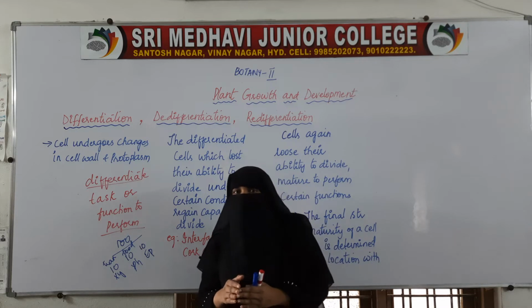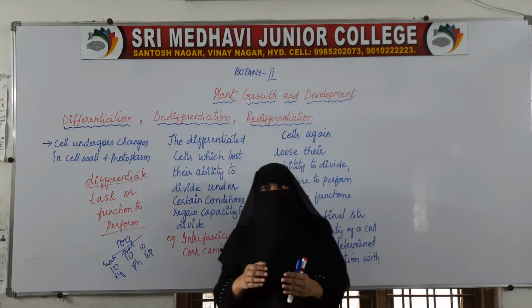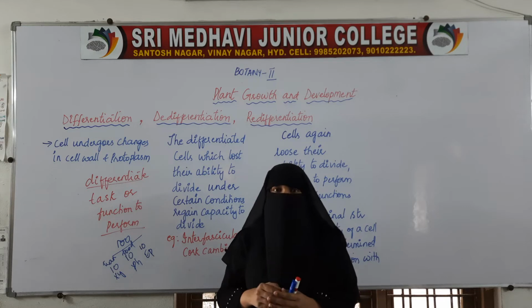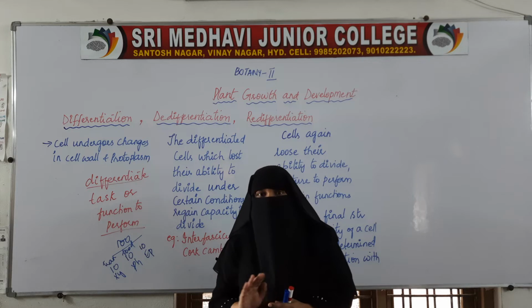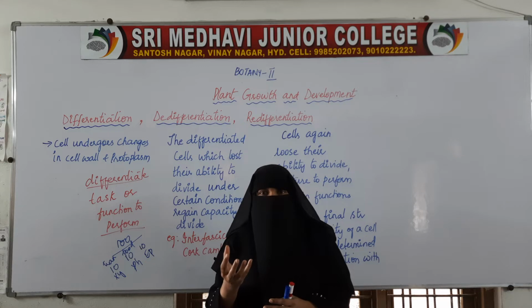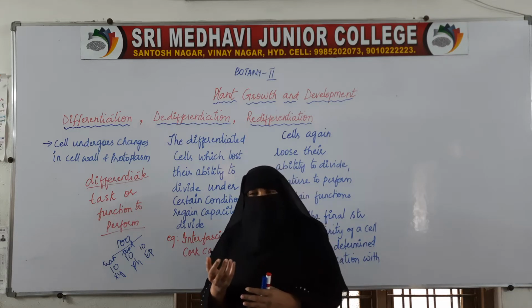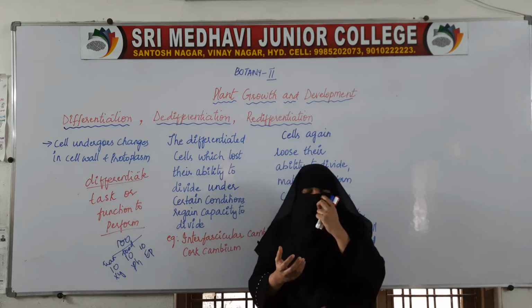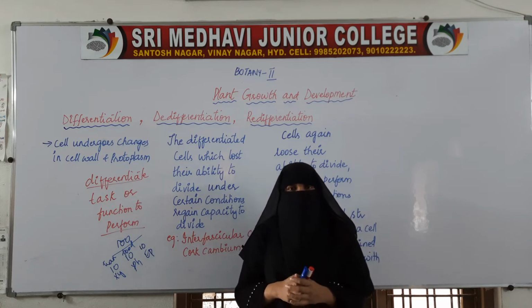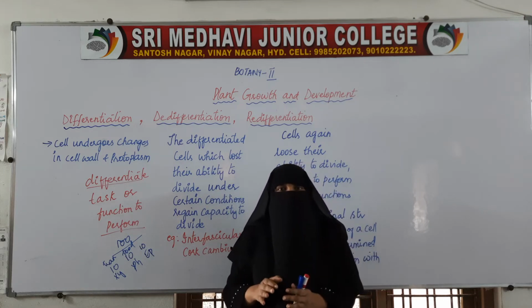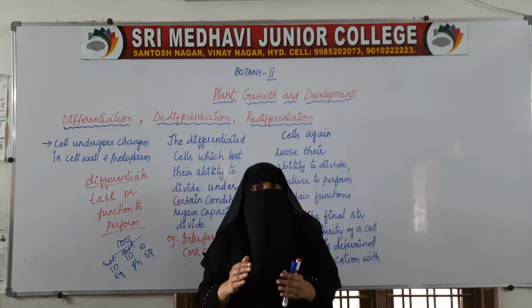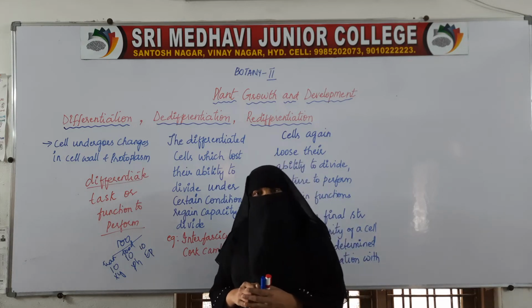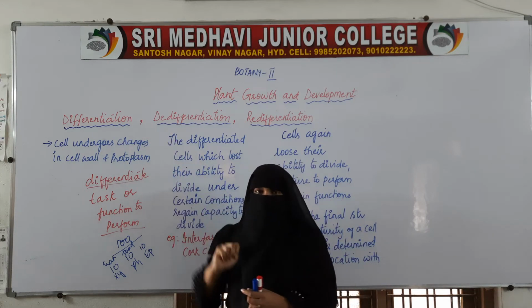For example, if a cell is given the function to transport water, it will be only transporting water. It will not transport food. It will not help in protection. It will not help in giving strength to the plant. It will not help in other functions. It will perform only that function which is given to it. So this process of giving a particular task to the cells is called differentiation.